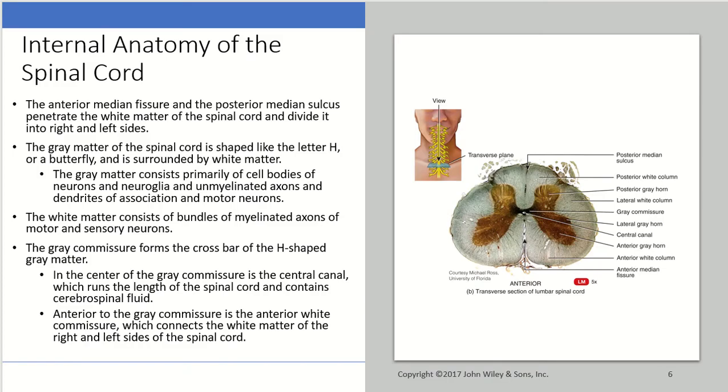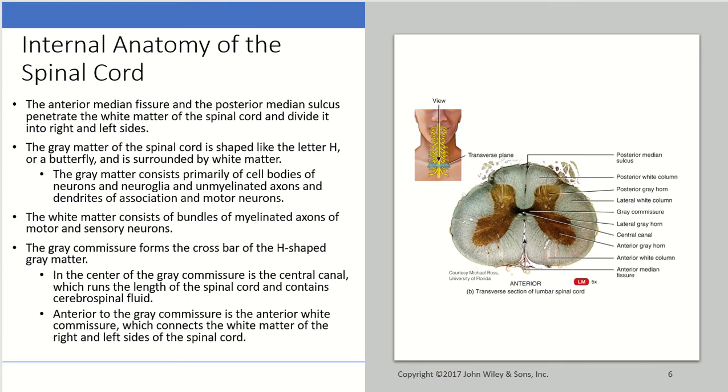So moving on to the internal anatomy of the spinal cord. The anterior median fissure, as well as the posterior median sulcus, are going to penetrate the white matter of the spinal cord and divide it into left and right sides. The gray matter of the spinal cord is going to be shaped kind of like the letter H, or maybe like a butterfly, depending on how you look at it. And then this is going to be surrounded by white matter.